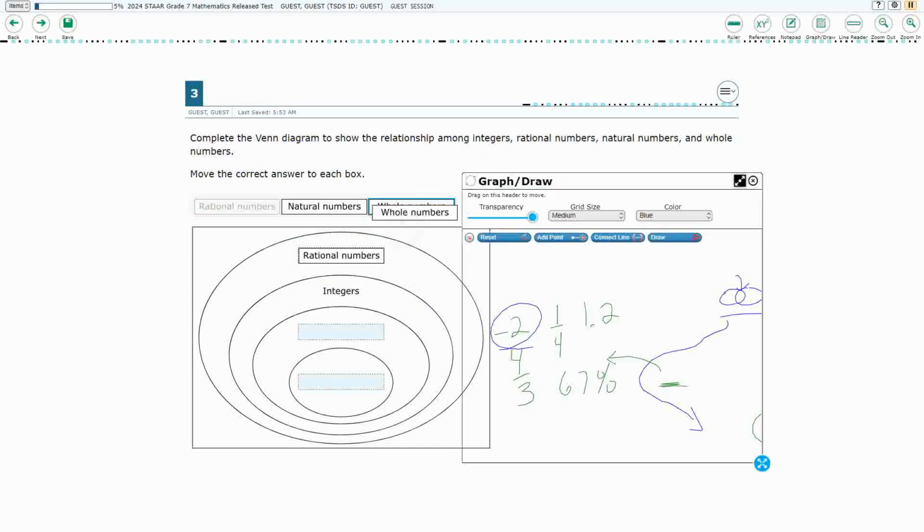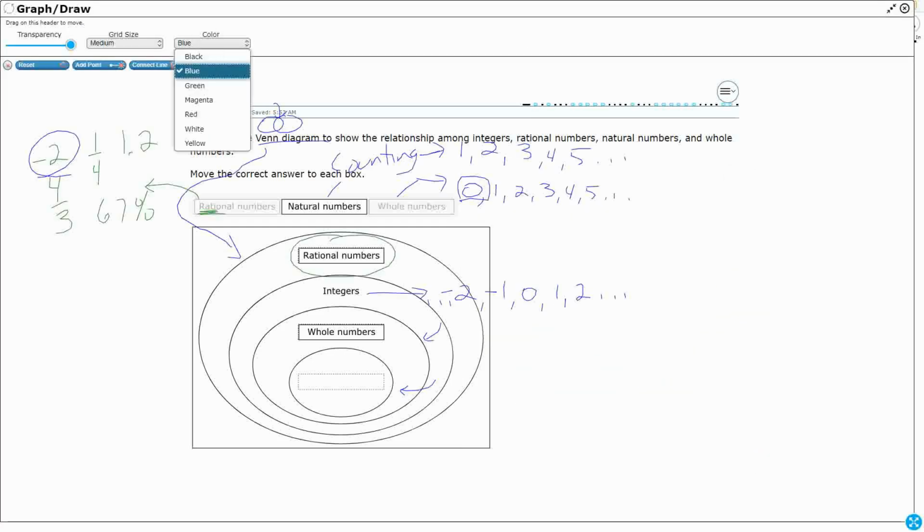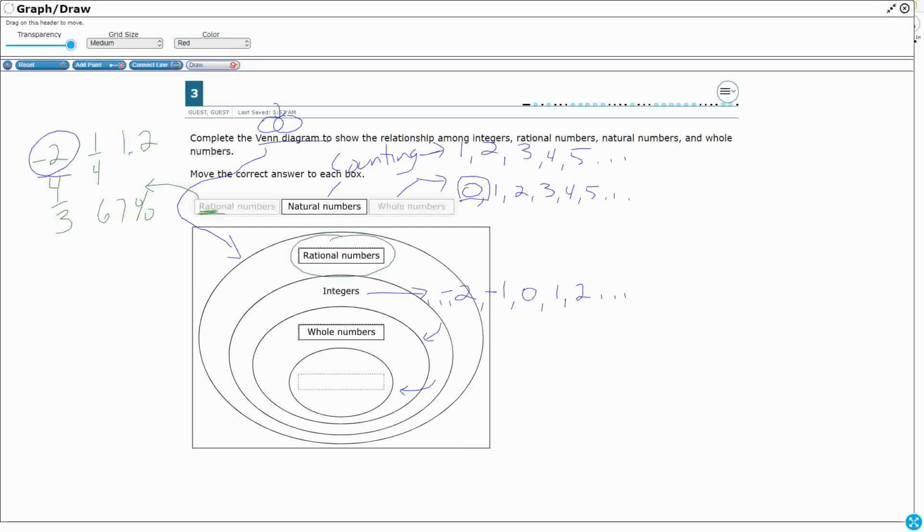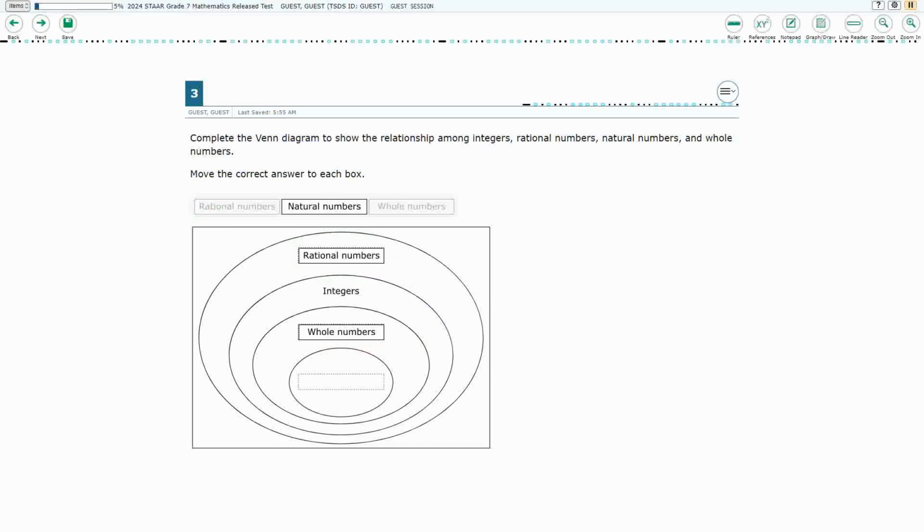So I'm going to put my whole numbers right there because they include 0, 0, 1, 2, 3, which means my counting numbers or my natural numbers are going to be my smallest set because they don't include the 0, so they live within that. So then that means that natural numbers is going to go right there. This is a 2-point problem, so to get both points, that is going to be my answer.